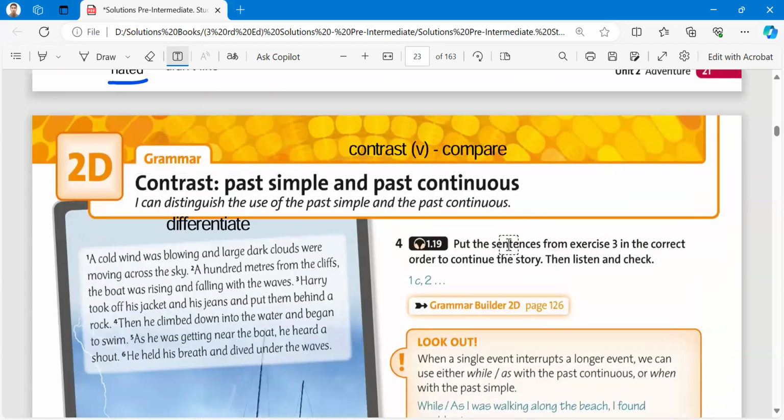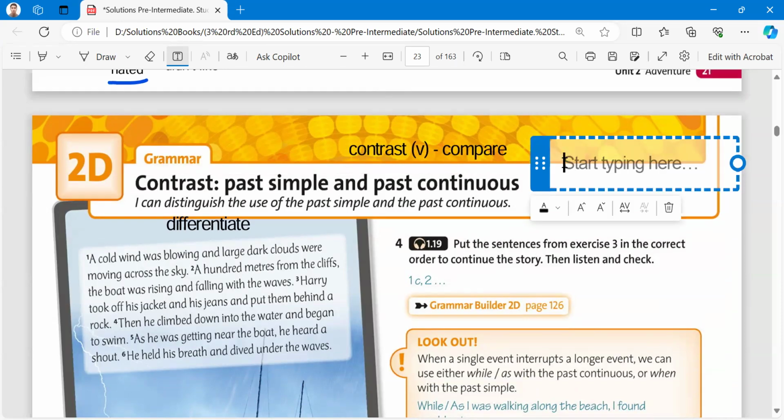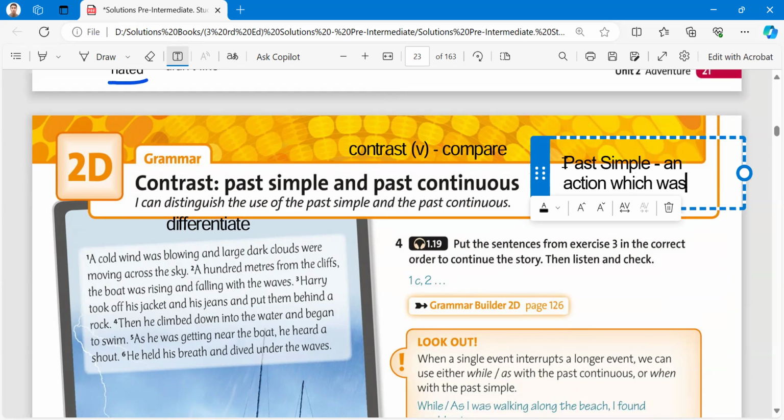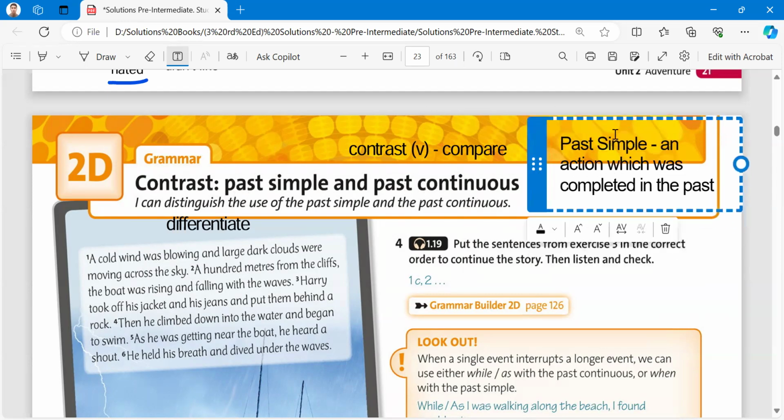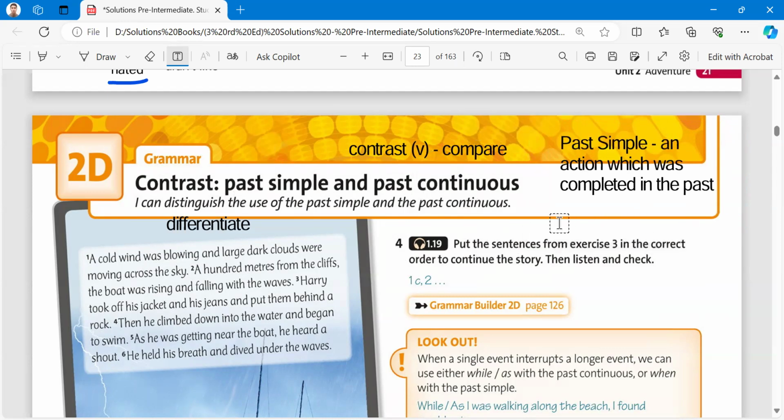Now, first of all, before starting these tasks, we have to make a clear introduction, a clear explanation for you. I will try to do that. For example, when do we use past simple? We use past simple for an action which was completed in the past. Of course, we know both of them are used in the past tense, but past simple just means it happened in the past. It wasn't in the process at a certain time.